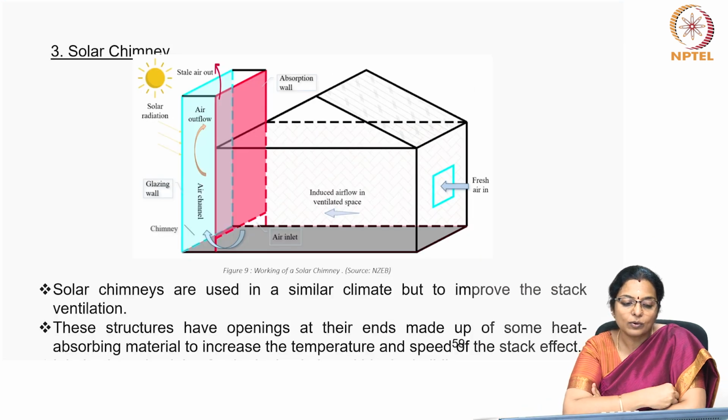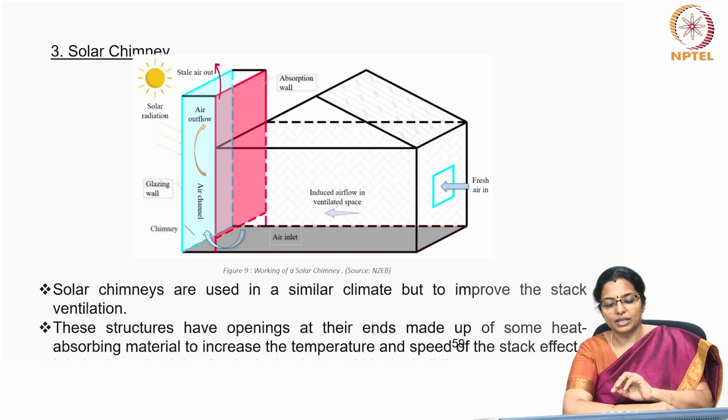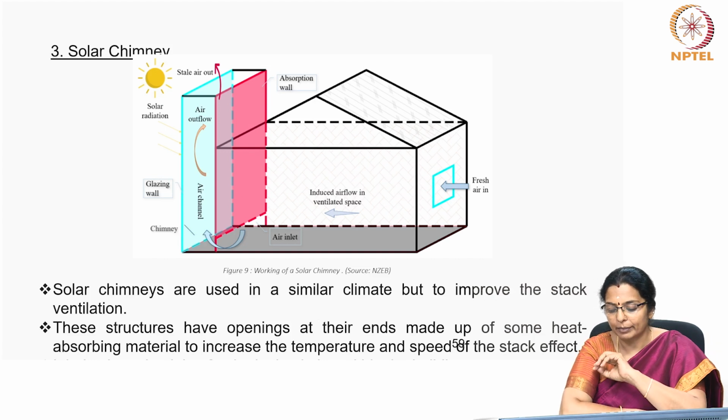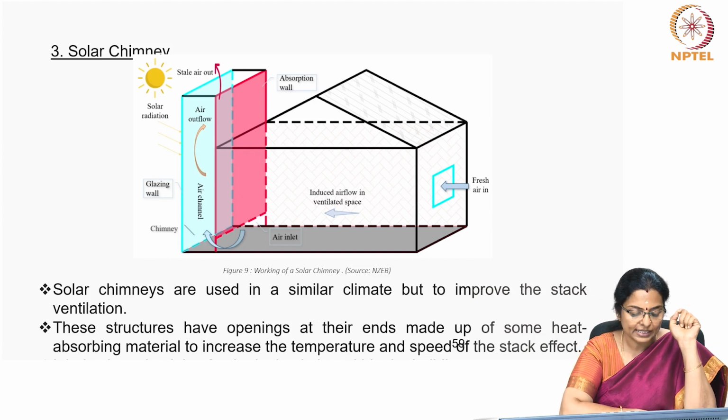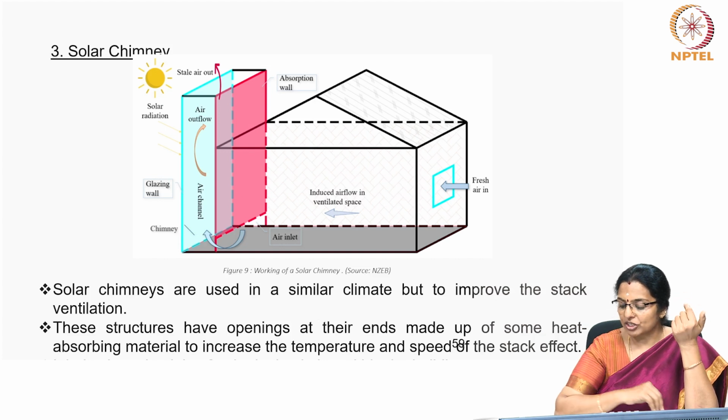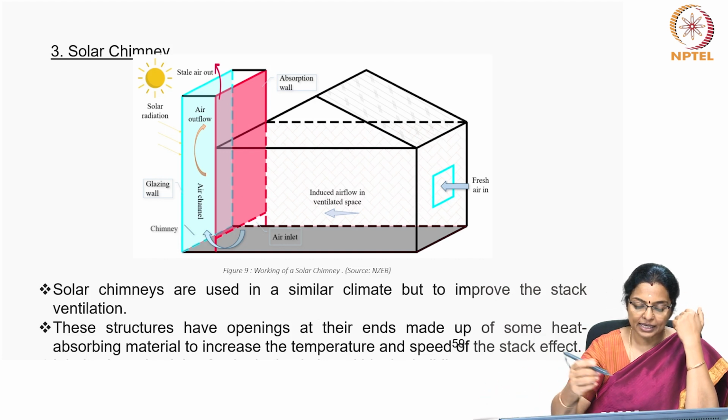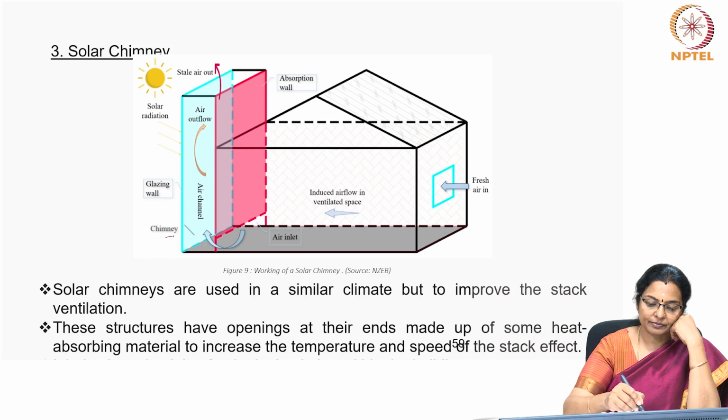The third advanced passive technique is a solar chimney. A solar chimney is used in a similar climate but to improve the stack ventilation. These structures have openings at the ends, made up of some heat absorbing material to increase the temperature and speed up the stack effect.